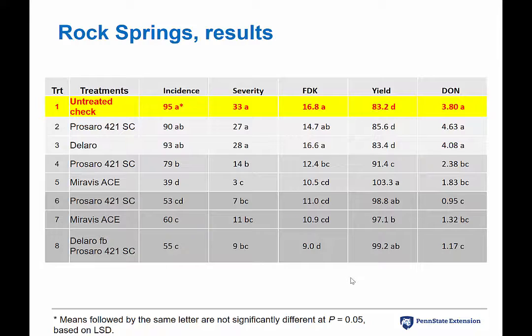So we don't see much difference among those. A little bit with Prosaro, you wouldn't recommend going in too early with something like that. Its optimal timing is at flowering, and the data suggests that. But what's interesting is we do see a precipitous drop in the mycotoxin contamination.